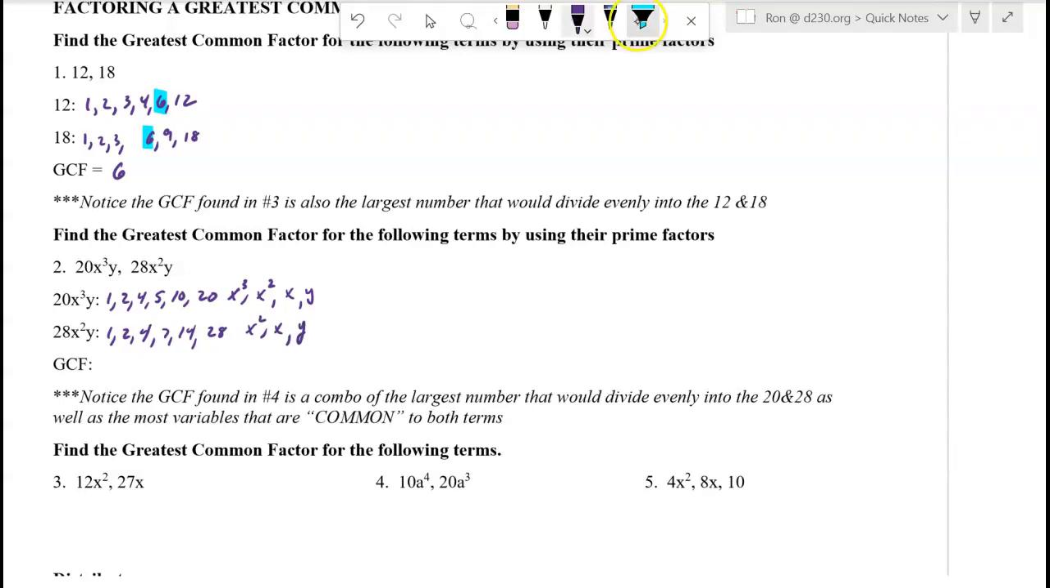Now when I look at the numbers, what number is the greatest common factor? Well, if I look here, 4 is the largest number in both lists. Now for the variable expressions, I know they both have x squared in common as the largest, and then both of them have y in common. So my greatest common factor would be 4x squared y.